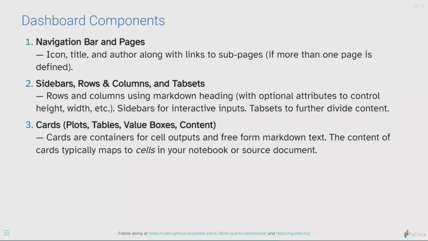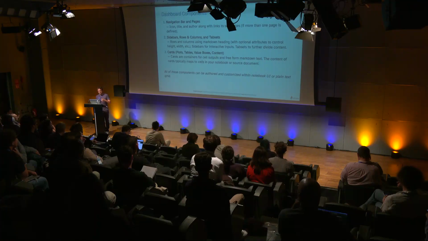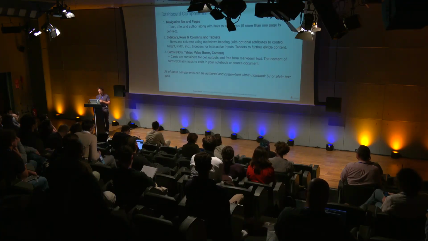The navigation bar and pages are the highest level. You can set icons, titles, and links to sub-pages. Then the second level will be sidebars, then rows, columns, and tabsets, and then how I will fill all those pages, rows, and columns with cards. That can be plots, tables, value boxes, and any content. Usually cards are containers for the results of your cell, and also free-form Markdown text. But usually the content of a card will be mapped to a cell in the notebook or in the source document. All these components can be customized within the UI, and we'll see how.